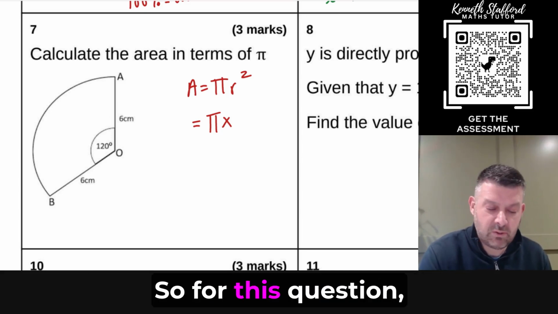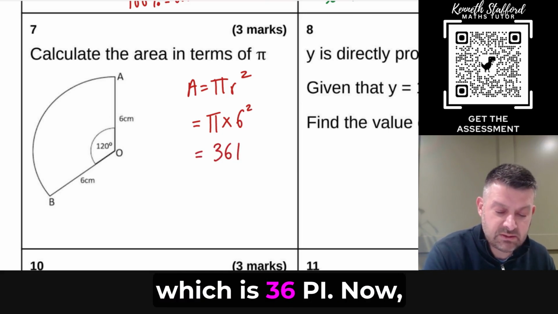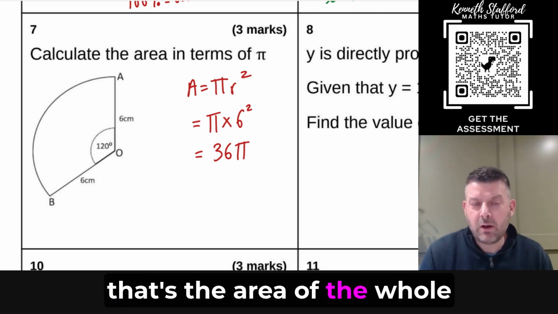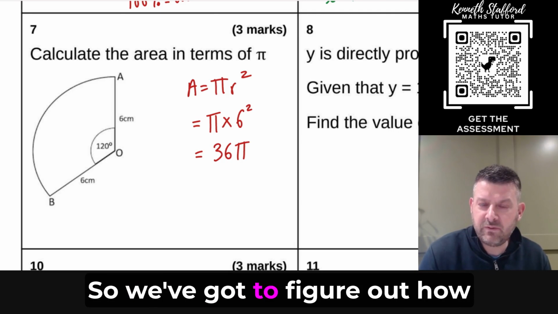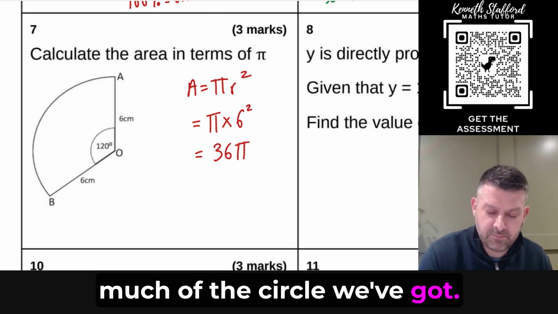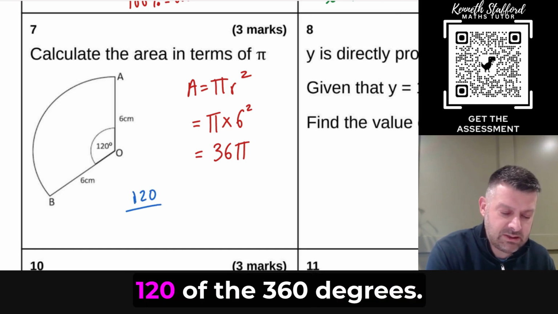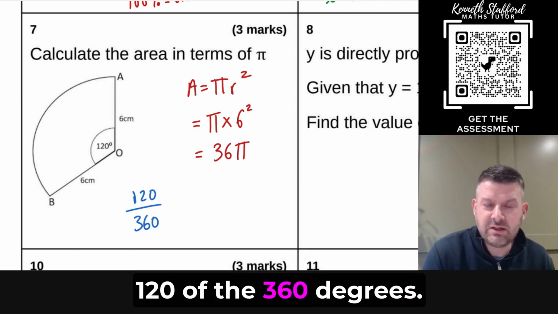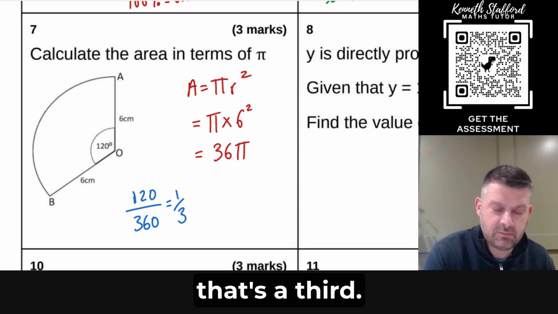So for this question, pi times 6 squared, which is 36 pi. Now that's the area of the whole circle. We've got a sector, so we've got part of a circle, so we've got to figure out how much of the circle we've got. Well, we have got specifically 120 of the 360 degrees. Hopefully you'll spot that's a third.